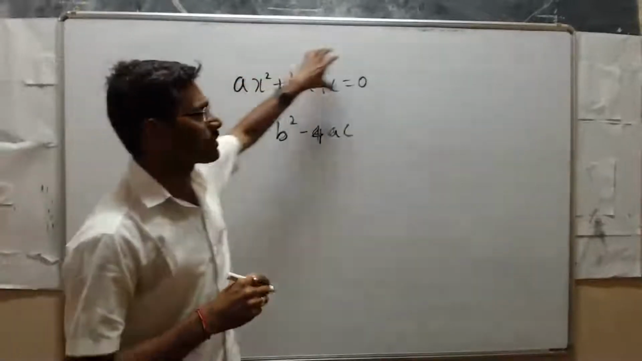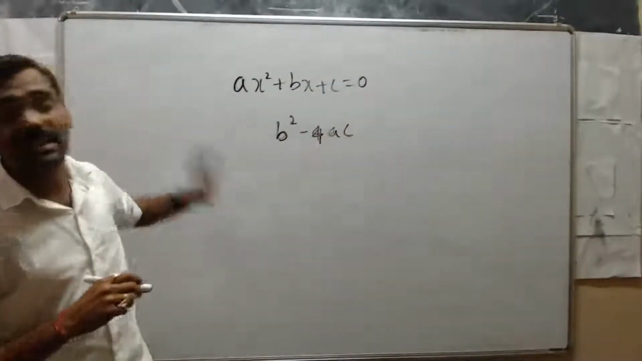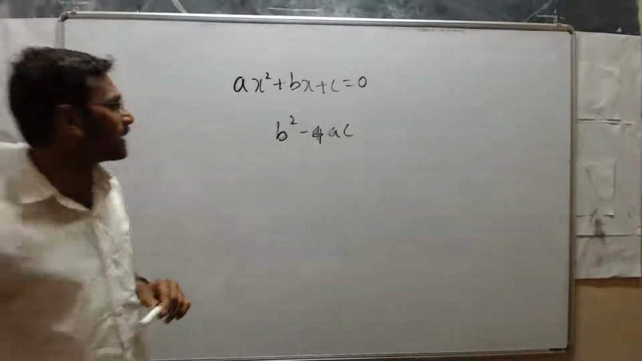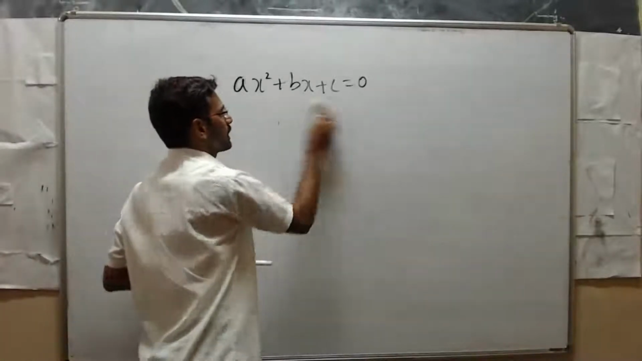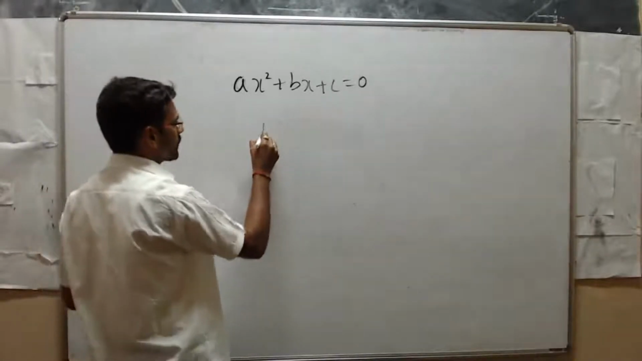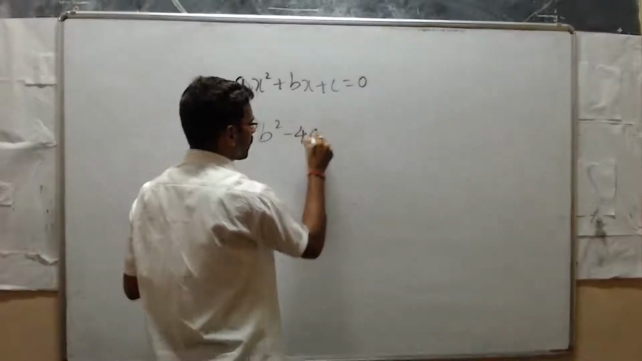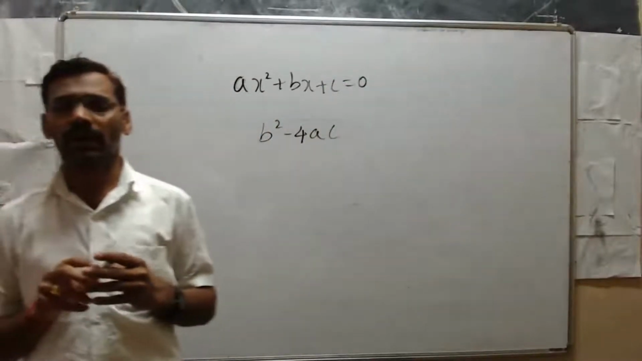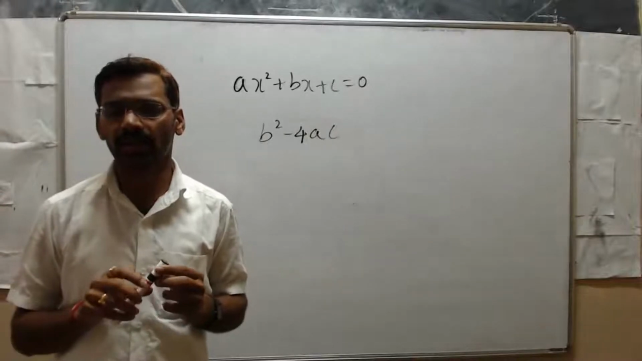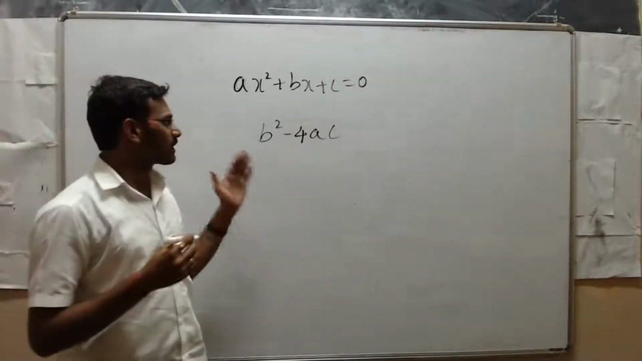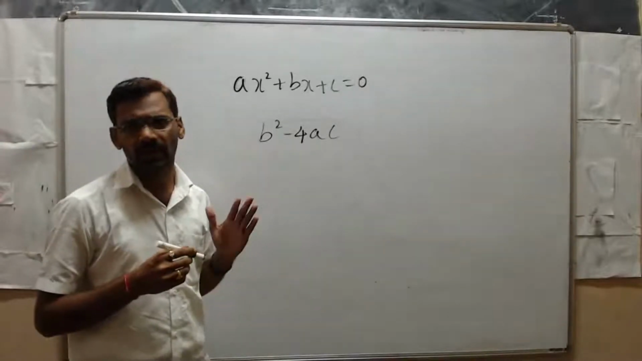Standard form is ax square plus bx plus c is equal to 0. Then the discriminant of the quadratic equation means b square minus 4ac. B square minus 4ac is called the discriminant of the quadratic equation.